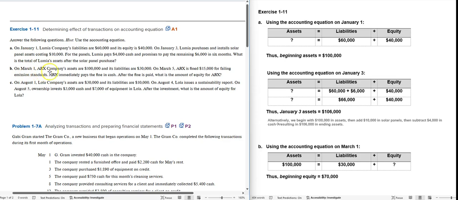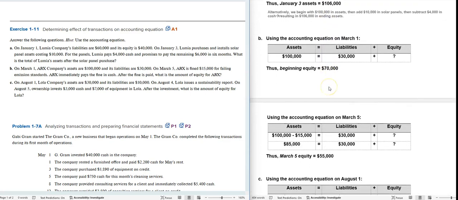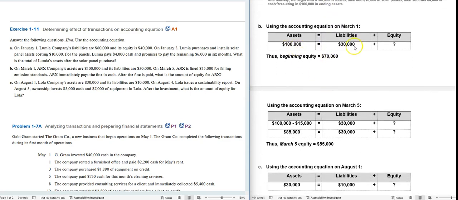Okay. B, completely independent, different company, not related to Part A. On March 1st, the company's assets are $100,000 and liabilities are $30,000. So right away we know if assets were $100,000, liabilities were $30,000, their equity at the beginning of March must have been $70,000. On March 5th, the company was fined $15,000 for failing emission standards, and they immediately paid that fine in cash.